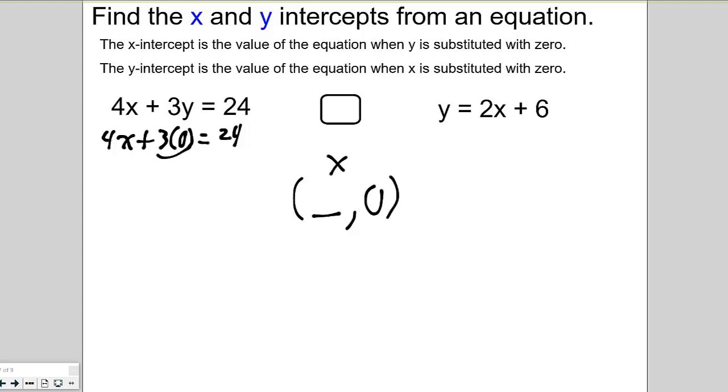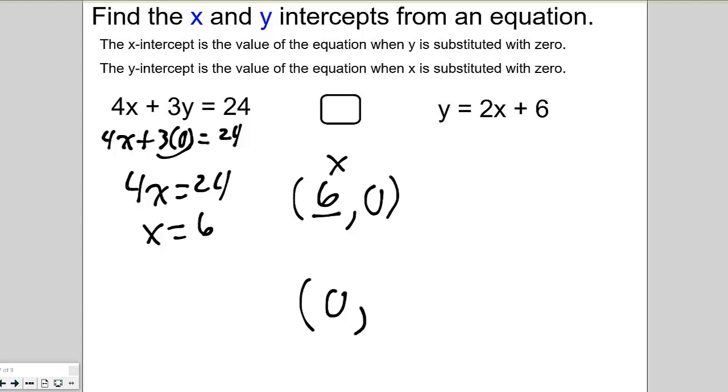Well, 3 times 0 is 0. All I'm left with is 4x equals 24. And then divide by 4, x equals 6. So my x-intercept is 6. Now if I want to find the y-intercept, I will have a 0, comma, some y value. So go back to my original equation, and in place of x, I put a 0, and then continue solving.